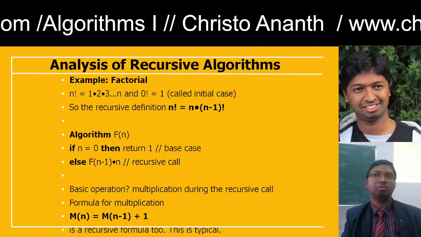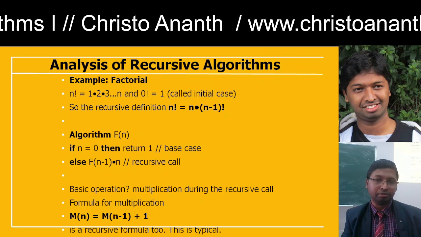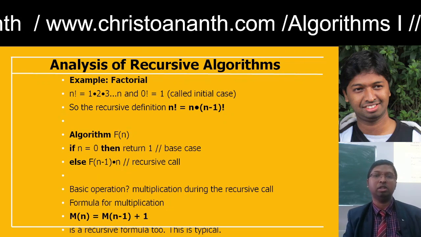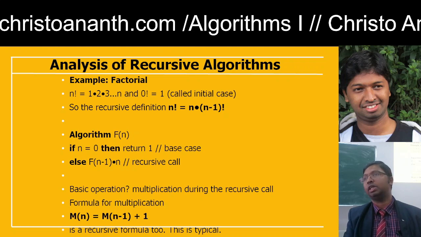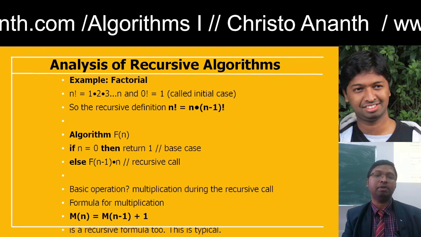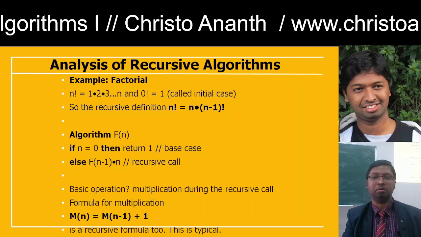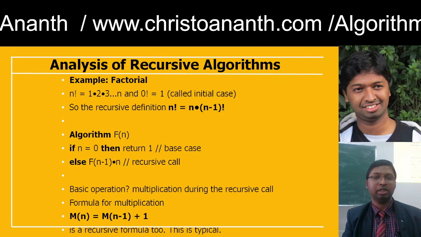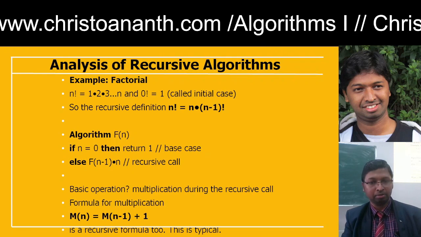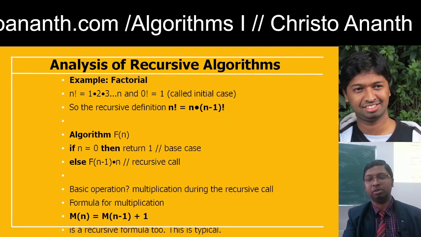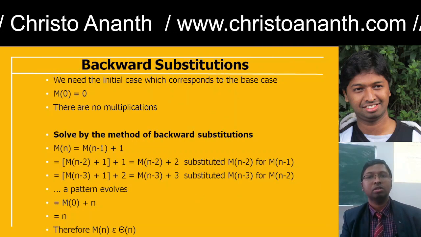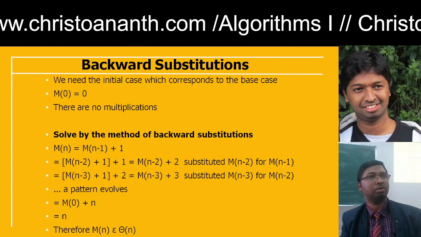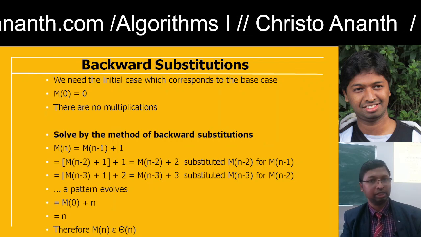So maybe we will have the algorithm F(n). If n equal to 0, then you return 1, that is the best case. And for the recursive call, you return F(n minus 1) multiplied by n. Similarly for the multiplication also you have the same thing: M(n) is equal to M(n minus 1) plus 1. That is the recursive formula. We also have the initial condition, M(0) equal to 0.